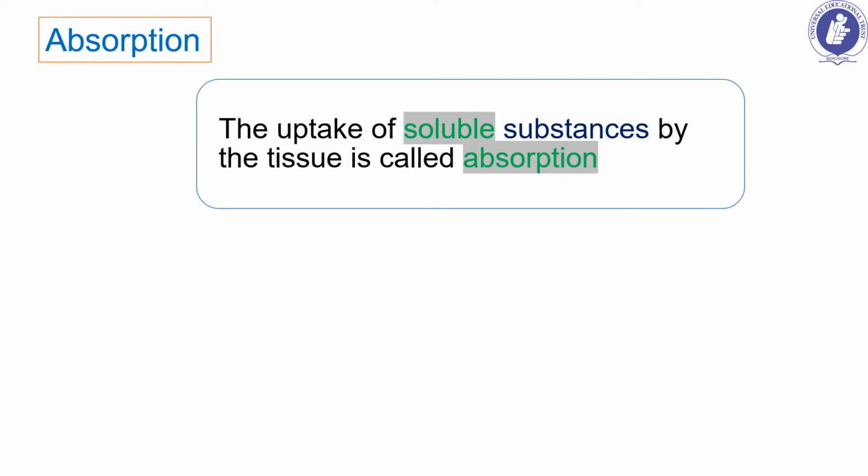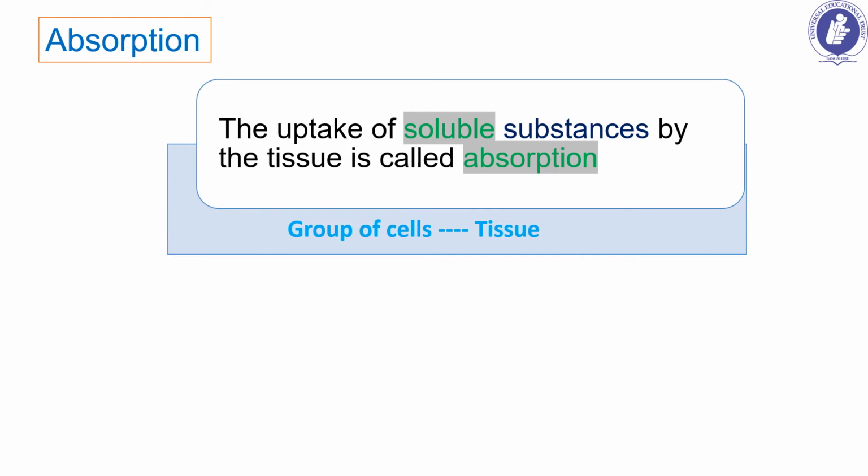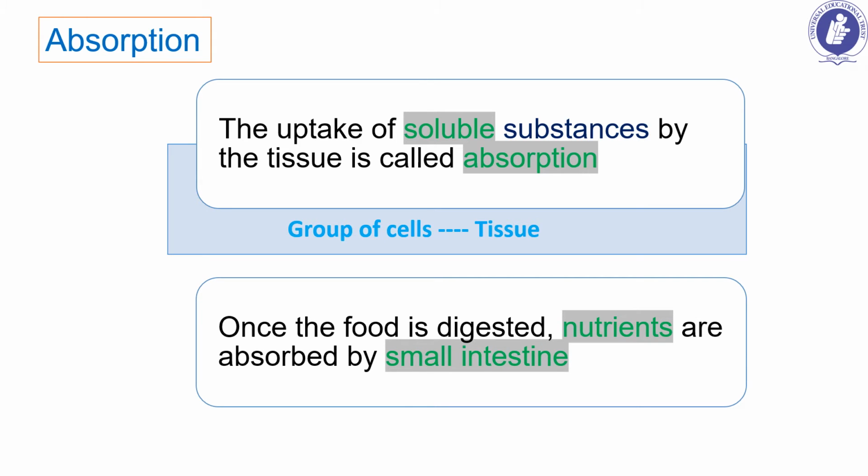So students, what is absorption? The uptake of soluble substances by the tissue is called absorption. In your lower classes, you have learned that a group of cells together forms a tissue. Once the food is digested, nutrients are absorbed by the small intestine. So the organ that helps for absorption is the small intestine, and in it there are many finger-like projections called villi that help for absorption.